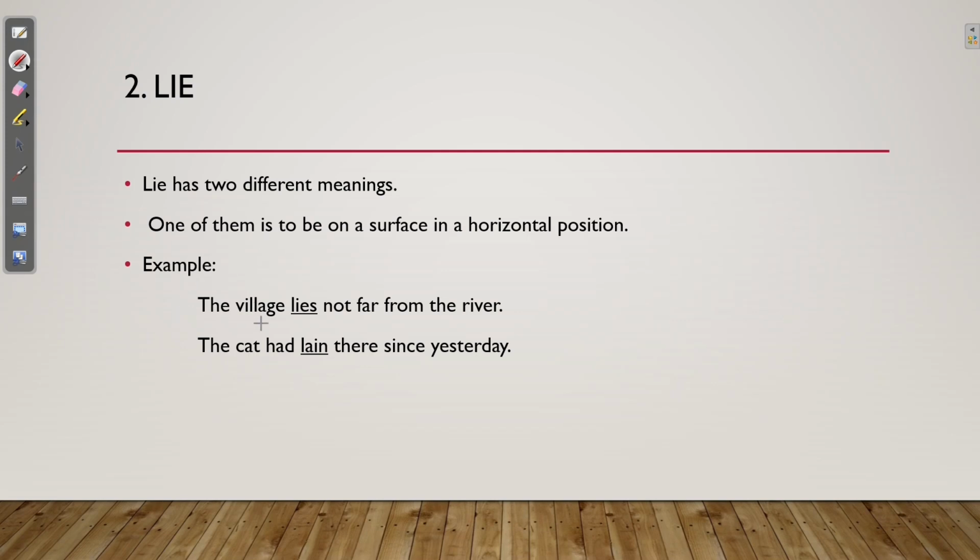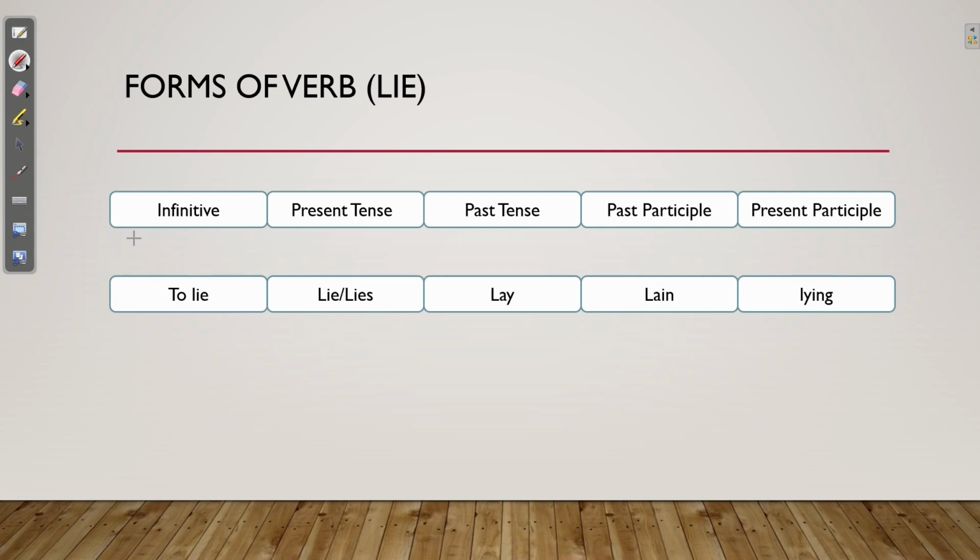Now you can see in the example that the village lies not far from the river, right? Somebody is telling you that the village is not far from the river, it lies there, it's on some surface, it's over there, right? The next one is the cat had lain there since yesterday, alright. So the third form has been used. We will see the forms in just a second, and just remember that since had has been used, it's also the third form. Next we have the forms of lie, alright. Don't confuse these forms with the forms of the next lie which has a separate meaning. Just memorize them well so that you don't get confused.